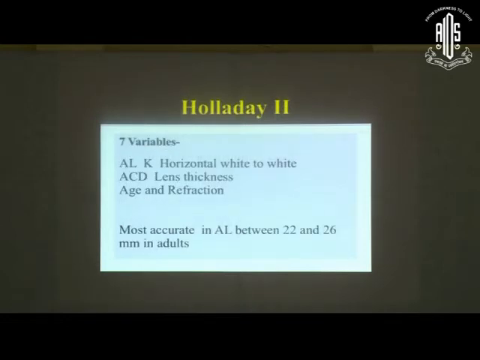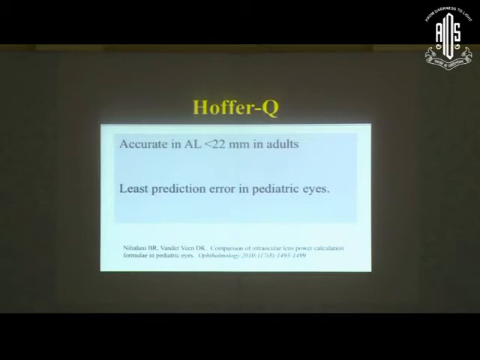The Holladay 2 has very many variables which may or may not be possible to obtain in very small children, but it is most accurate in axial lengths between 22 and 26 millimeters in adults. Hoffer Q is accurate in shorter axial lengths. And in one of the studies in pediatric cataract, it was found to have the least prediction error in pediatric eyes.